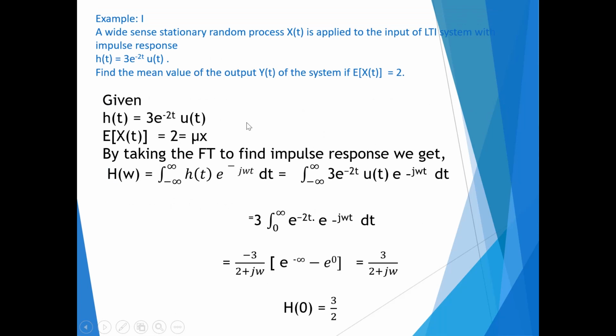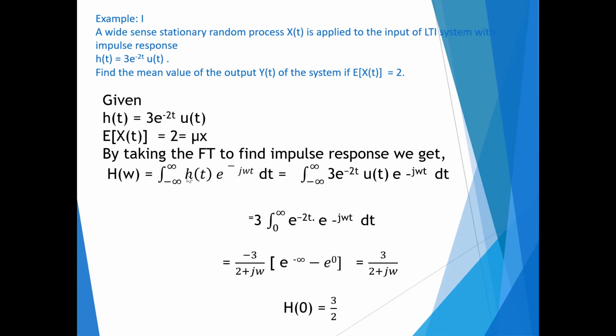Now we are going to observe a wide sense stationary process and transmit this process through an LTI system, and then find the output of this system. As we have seen, we need to find h of 0 over here. So in this case, a wide sense stationary random process x of t is given and applied to the input of the LTI system with impulse response h of tau equal to 3 e raised to minus 2t u of t.